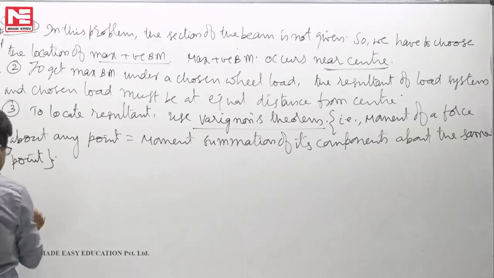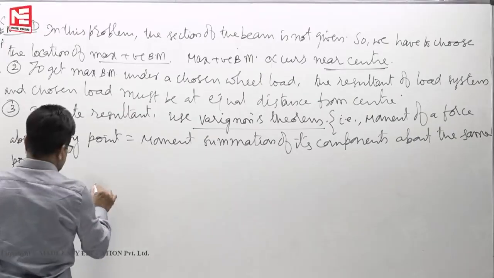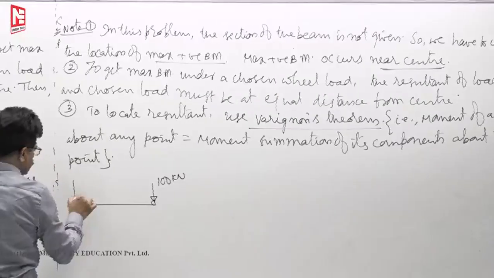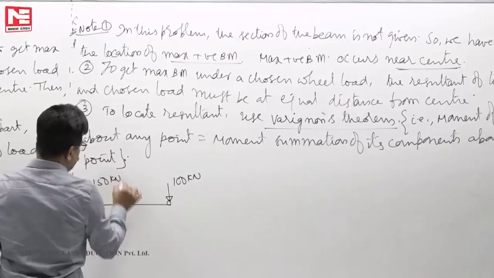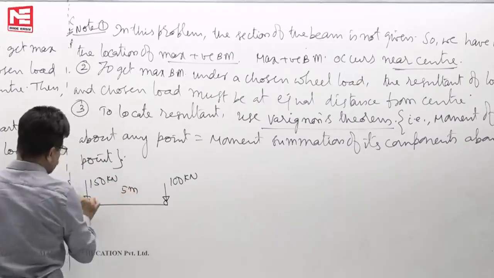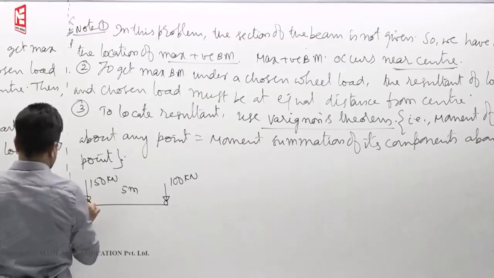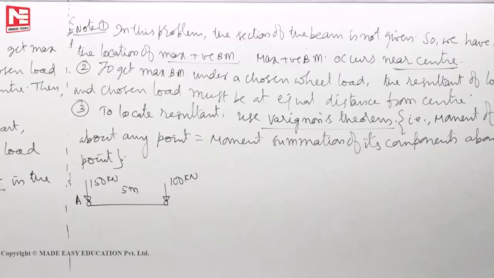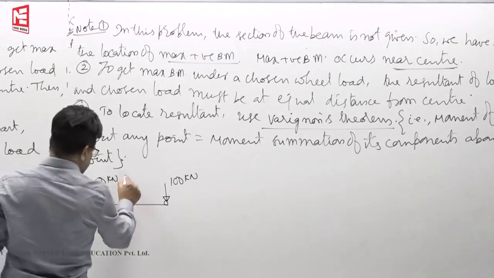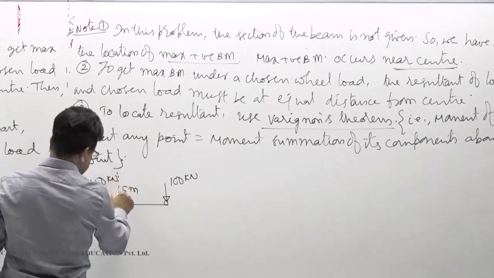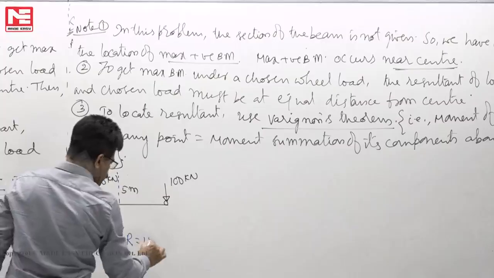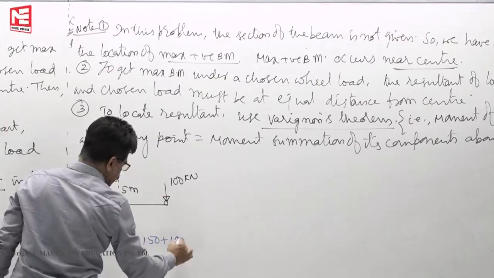See here, this is what we have done in first year. This is 100 kilonewton, this is 150 kilonewton, spaced 5 meters apart. This point, let us say A. The resultant will act somewhere here. This is the line of action of the resultant. What is the resultant? Summation of the forces, 150 plus 100.